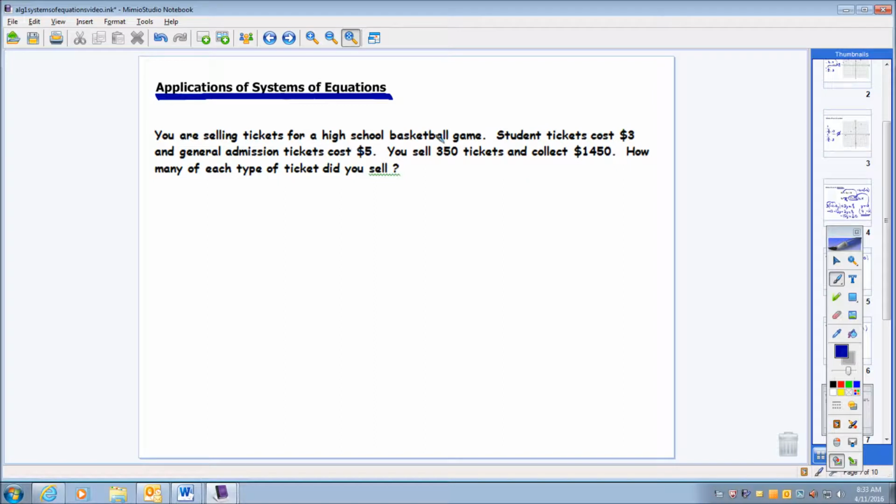Okay, you're selling tickets to a high school basketball game. Student tickets cost $3, general admission. So what we have are two types of people going. We have the students. S for student. I always use the first letter of the word. Sometimes people use X and Y, and they'll go, let X equal students. That's such a pain because then you have to go back. Oh, what was X again? So I just go S for student and G for general. So the number of student tickets plus the number of general tickets is equal to 350. That's what it says.